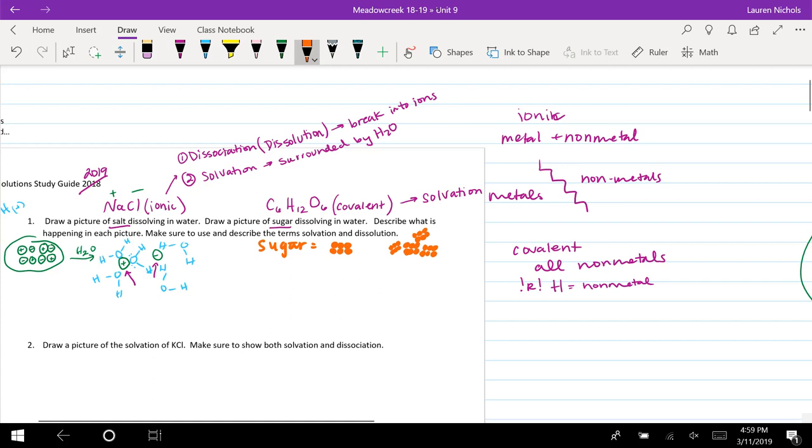But when sugar gets dissolved in water, what's going to happen is solvation. And so all of the sugar pieces are going to be separated from each other. Okay? And water is going to be in between them. And because sugar is covalent, there are no positive and negatives, so it doesn't matter how the water is facing them. Some of the sugars have hydrogen nearby, some of the sugars have oxygen nearby.